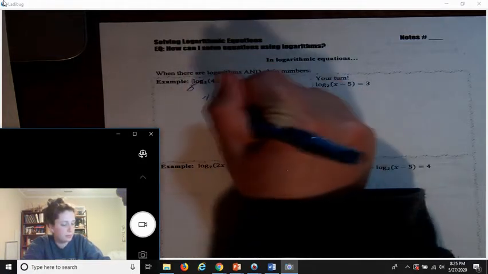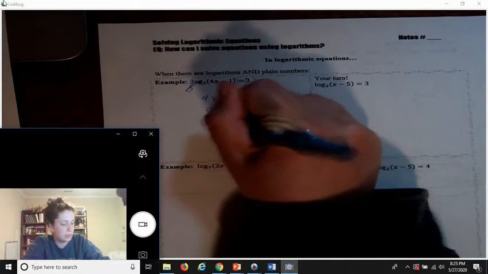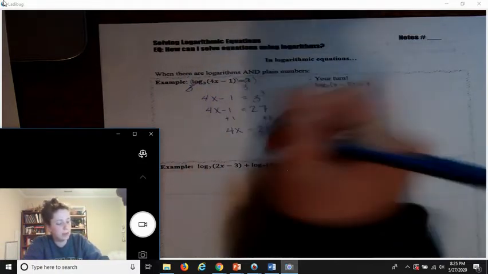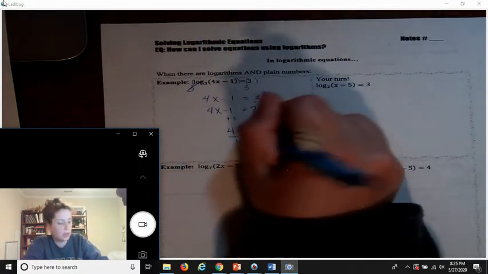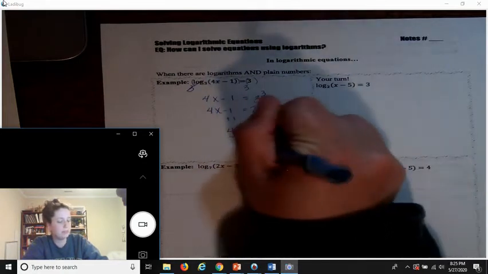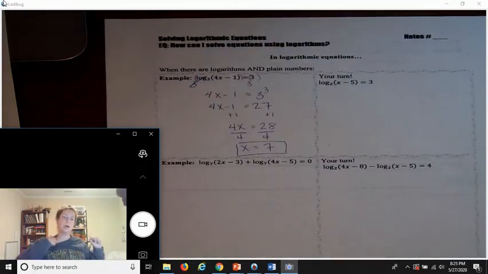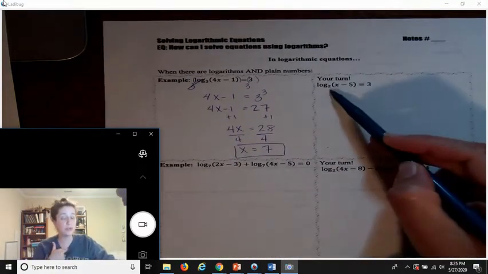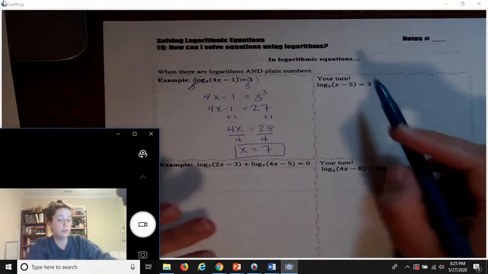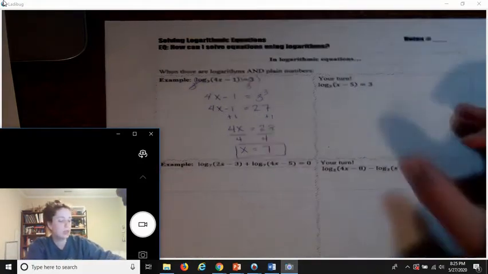Add 1. 4x equals 28. Divide by 4. And x should be equal to 7. Cool. You try the next one. Hint, it's going to be base 2. So you're raising both sides with base 2. I'll post solutions.